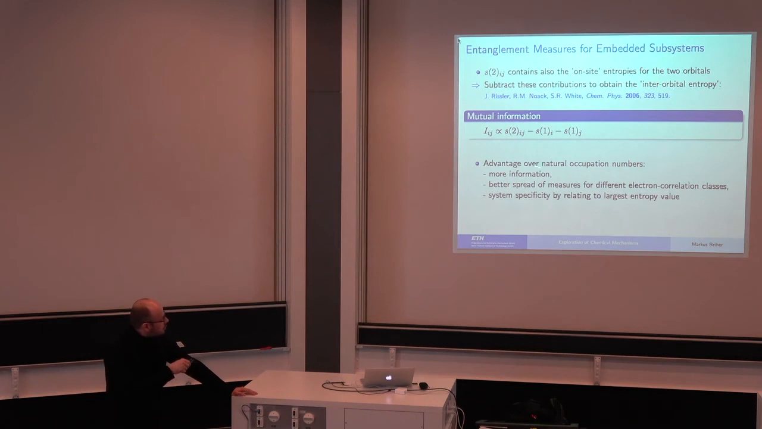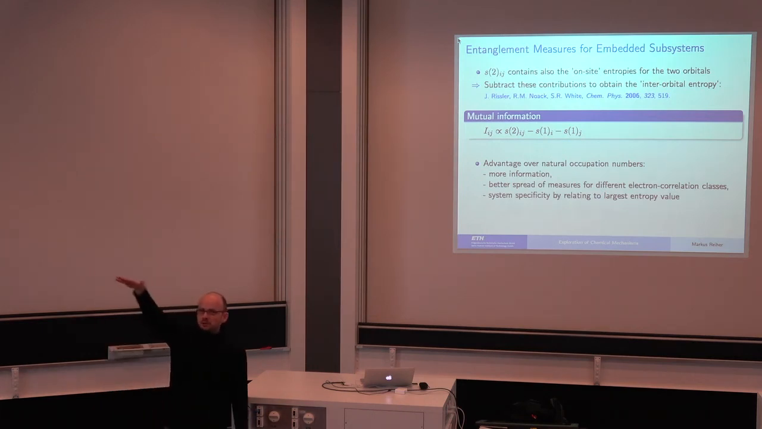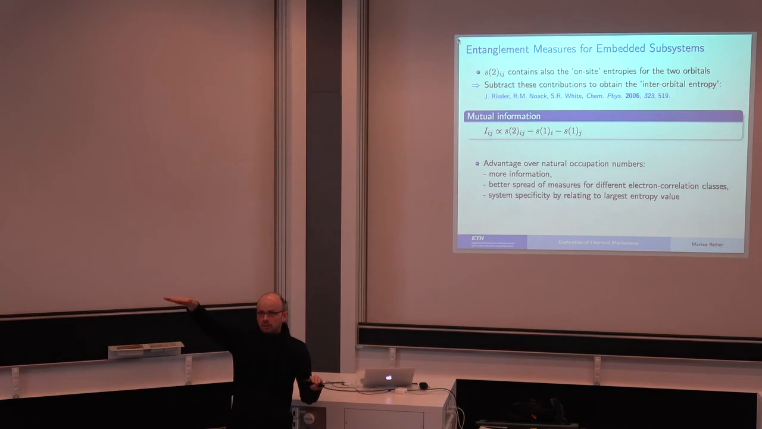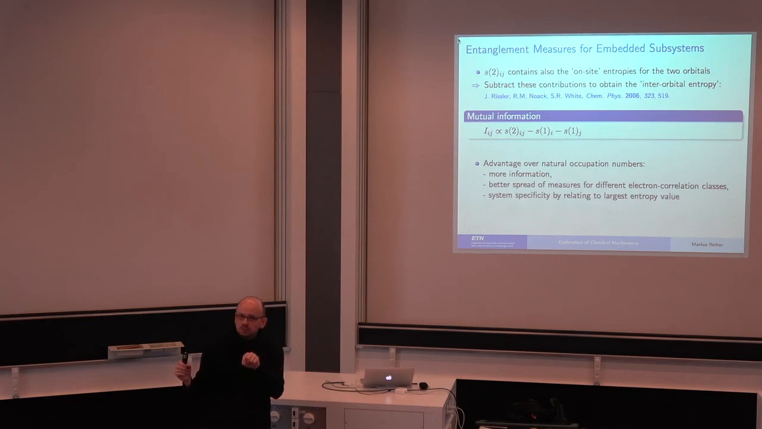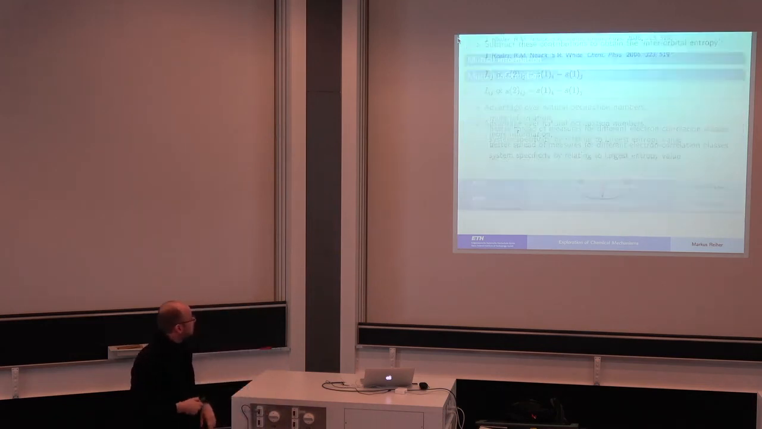What people usually do is they use natural occupation numbers, but natural occupation numbers are either close to 2 or close to 0. Now when you have a strongly correlated system, you have many orbitals close to 2 and many close to 0, but not exactly 0 or exactly 2. So which one do you pick? These measures show a larger spread, and you even have the possibility to renormalize the measures to the molecular system that you're looking at. So that's why we pick these measures.